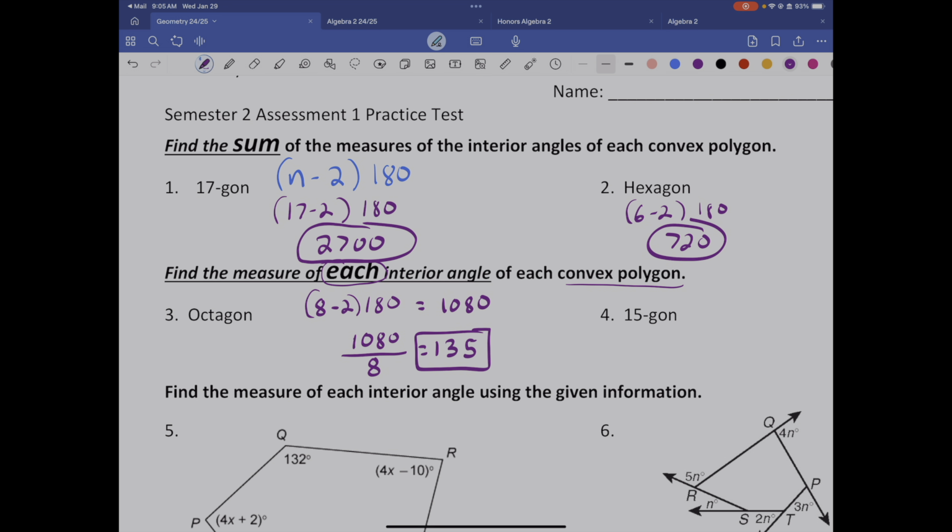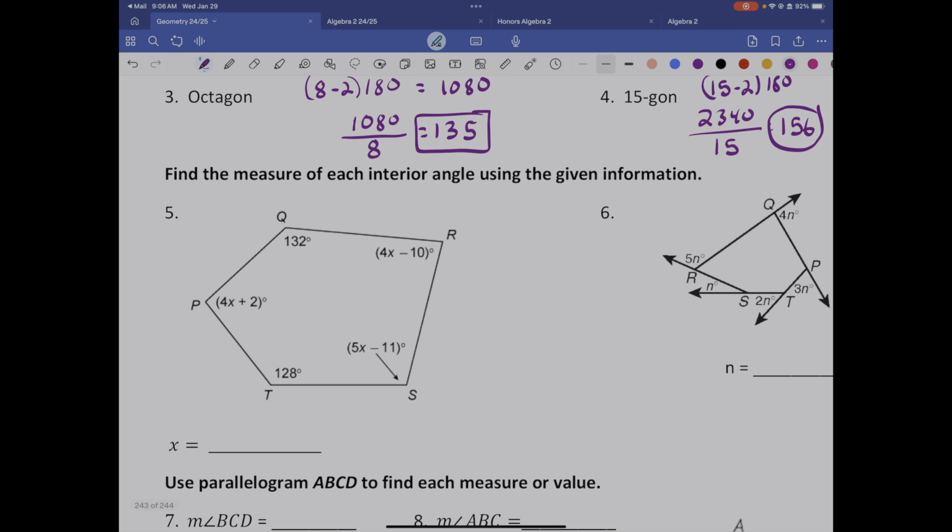So number 4, again, all of them, 15 minus 2 times 180, so 13 times 180. That's 2,340. We're talking about each of them. Since there are 15 sides, there are 15 angles. So we divide by 15, and you get 156 as your solution.